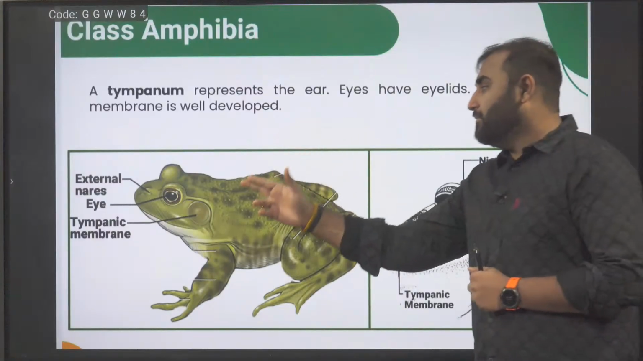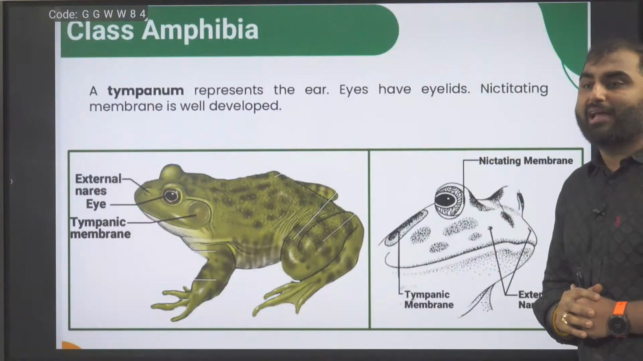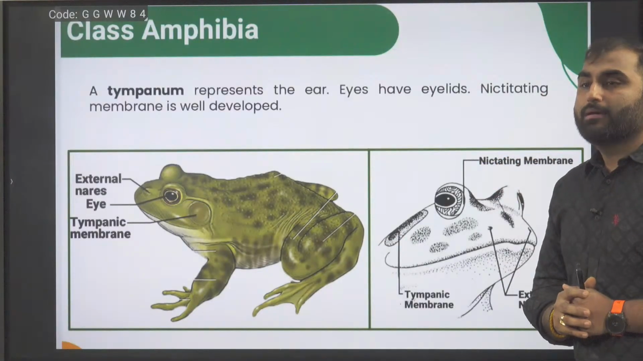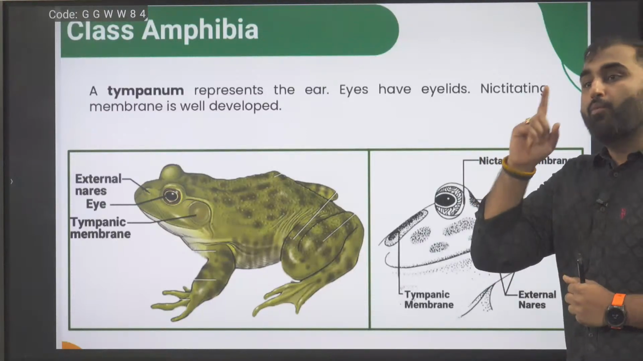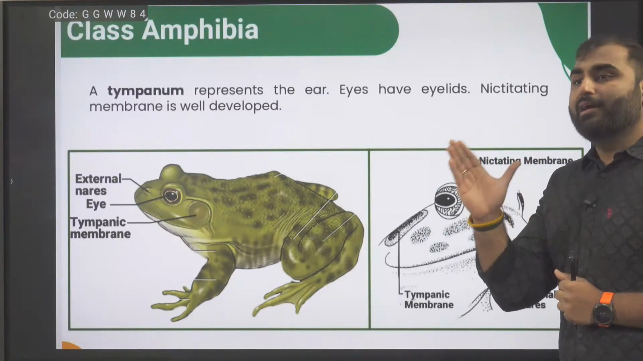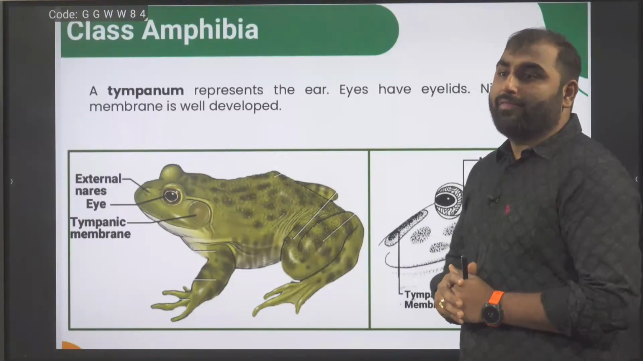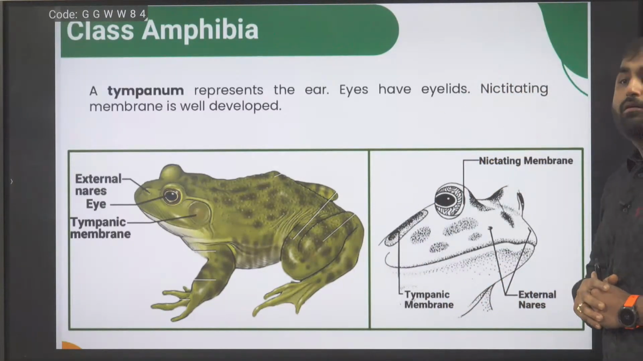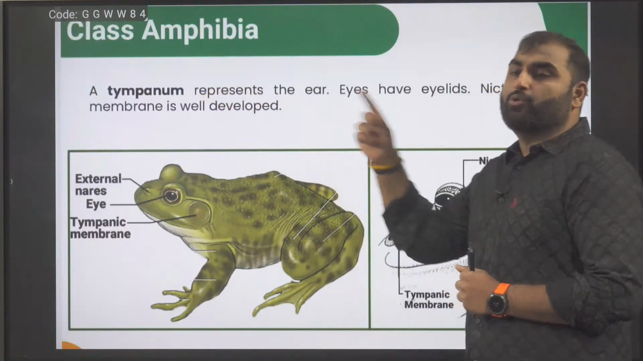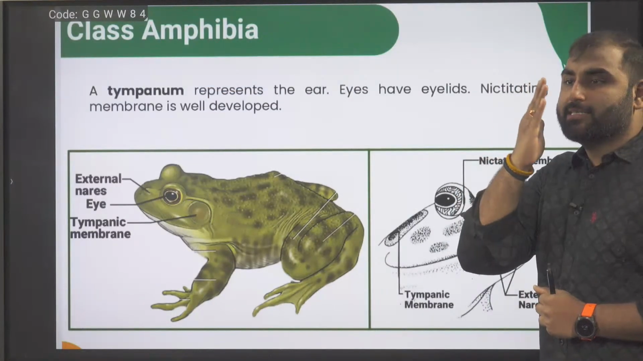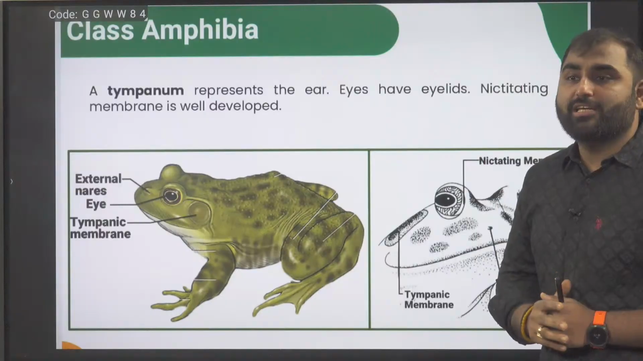After tympanum, we have the eyes. Eyes have eyelids: upper eyelid, lower eyelid. Open and close, they can do with the eyes. And one more eyelid-like structure is there, which is also referred to as the third eyelid of the frog, called the nictitating membrane. Nictitating membrane is also well developed. It is like a protective, transparent, sheath-like covering.